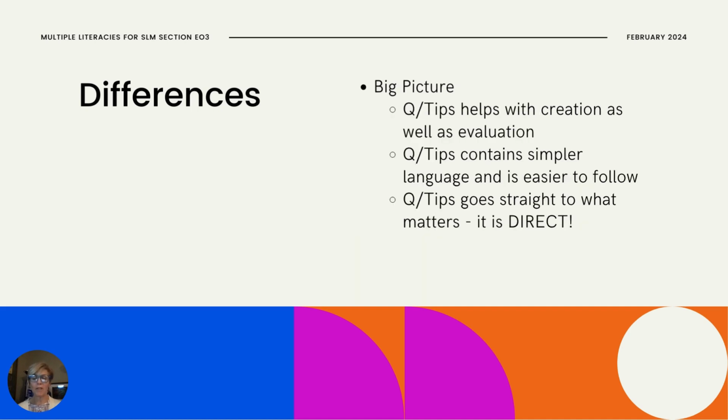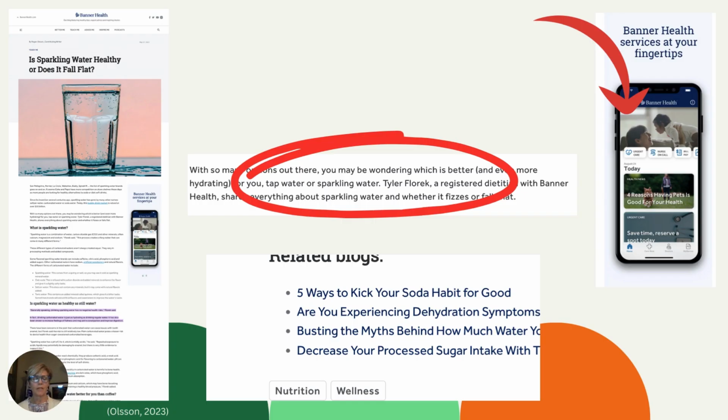Big picture differences. Q-tips helps with creation as well as evaluation. So when your students are creating a website, that also gives them something to look at to help them along the way. Q-tips also contains simpler language and is easier to follow. It goes straight to what matters. It is direct. So I looked at an article that was about bubbly water, sparkling water. Is it healthy or does it fall flat?